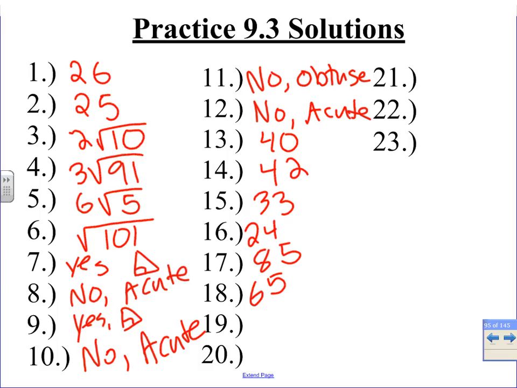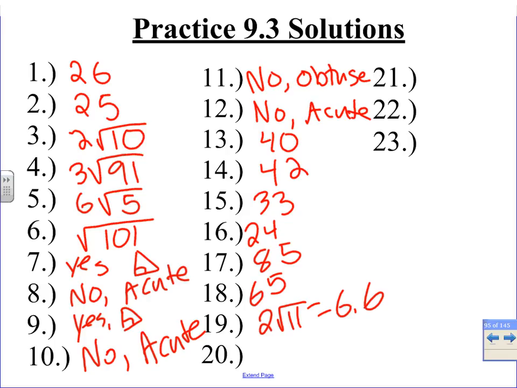Okay, on the back, Steve, can you tell us what you got for 19? Nope. You might have squared something wrong. Shane, what'd you get for 19? Good job. 2 times the square root of 11 or 6.6. I did not specify there how to simplify, so either answer is fine. Steve?